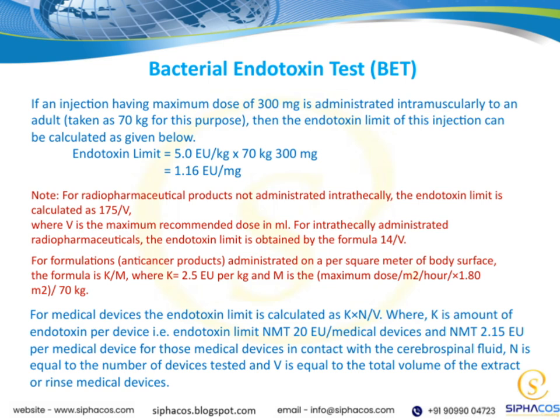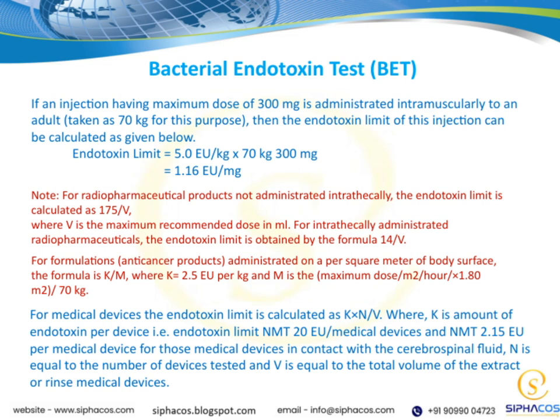N is the number of devices being tested, and V is the total volume of extract or rinse used during testing. It's important to note that for radiopharmaceutical products not administered intrathecally, the limit is calculated as 175 divided by V, with V being the maximum recommended dose in milliliters. However, if the radiopharmaceutical is administered intrathecally, the formula changes to 14 divided by V. When it comes to formulations like anti-cancer drugs that are dosed based on body surface area, the calculation shifts again.